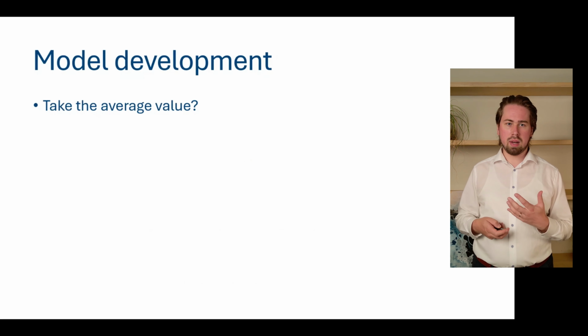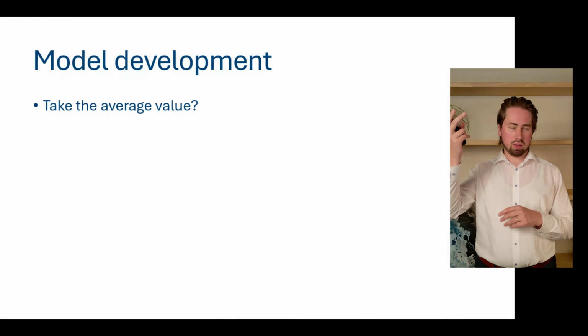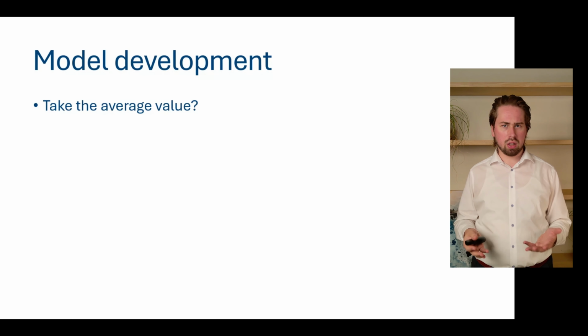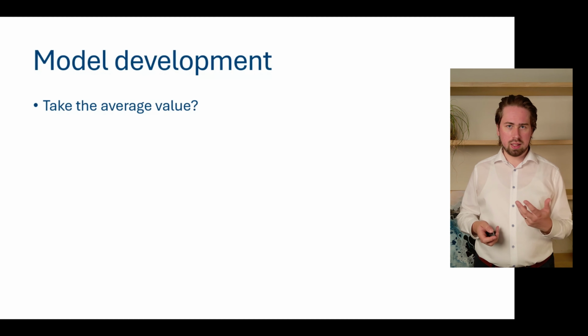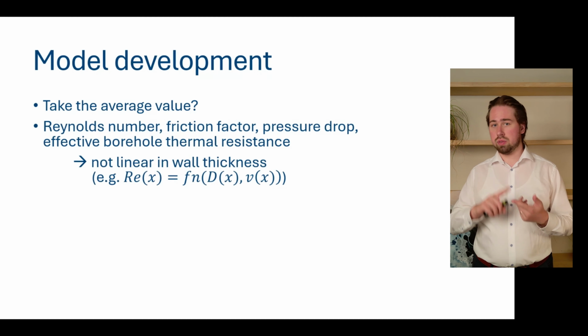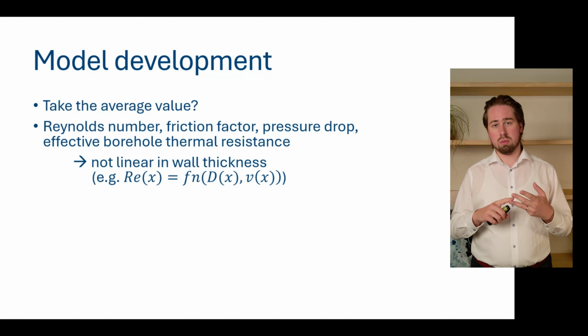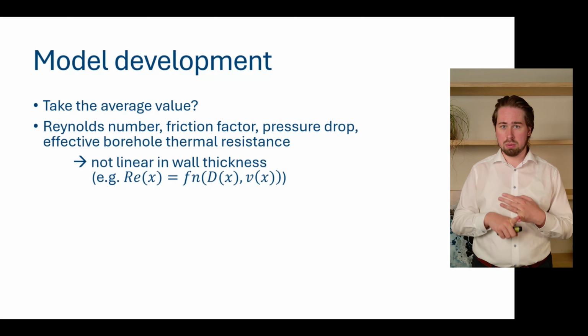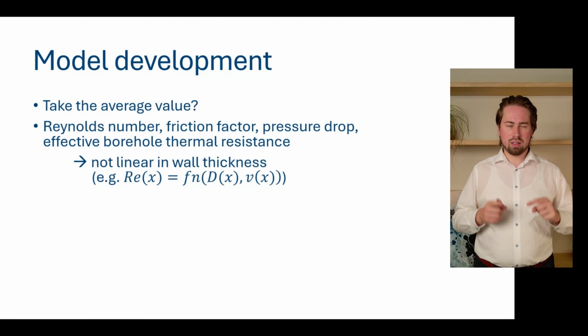Now, a first idea might be to just take the average wall thickness between the top and the bottom, and we're done. The problem with that simplified approach is that the parameters of interest, our Reynolds number, our friction factor, our pressure drop, and our effective borehole thermal resistance, are absolutely not linear with the wall thickness.